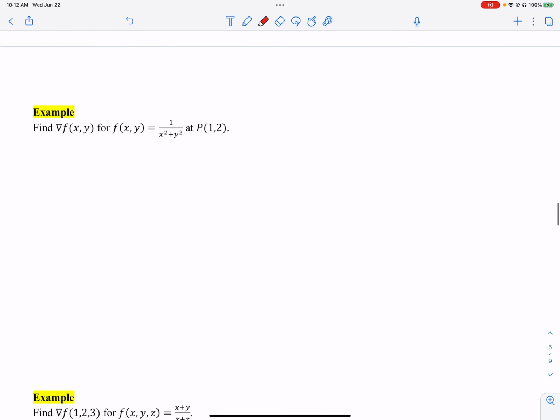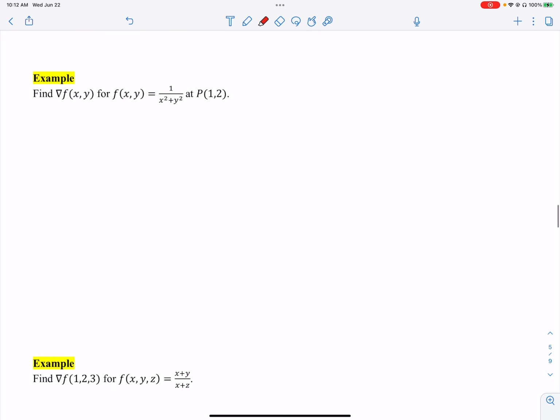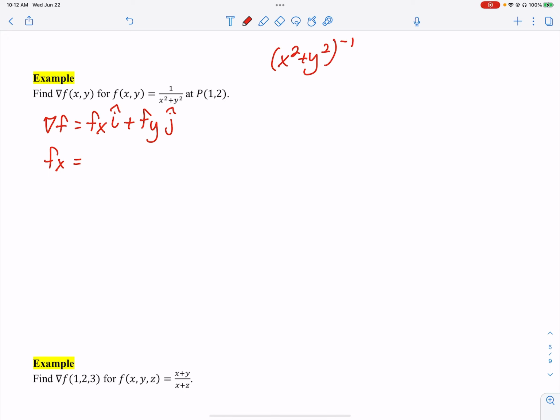All right, we are going to jump to some examples now, using these definitions, all right? So I write del f every time I start, just to help me memorize. Del f is equal to fx i plus fy j. So I need each part of that. So I need fx, right? So that is the partial derivative of 1 over x squared plus y squared. I'm going to think about x squared plus y squared to the -1. That's how I'm going to think about it. And you can put a 1 out here if you want to do that.